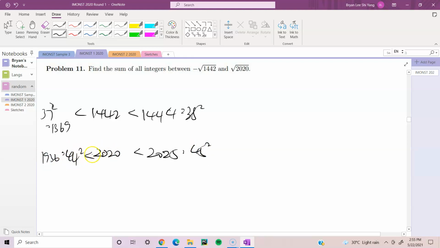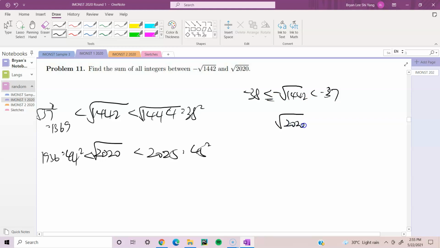So if we square all of this, okay, then remember that the 1442 is negative. So we know that negative root 1442 is larger than negative 38 and smaller than negative 37, since it's negative, so the inequality is reversed. And then for root 2020, we will get root 2020 being larger than 44 and smaller than 45.